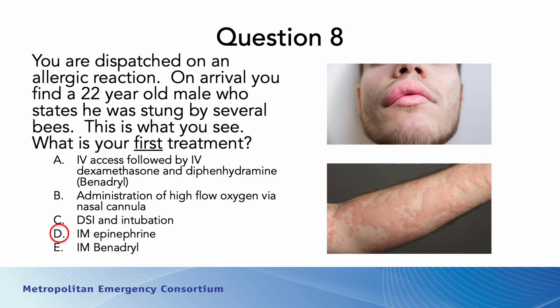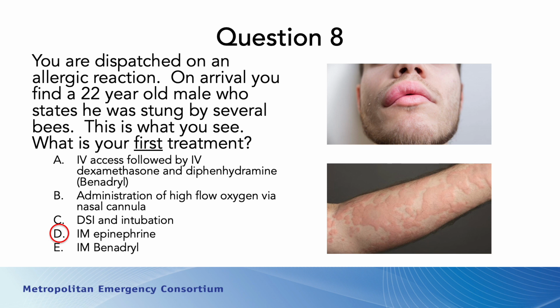All right, question 8. You're dispatched on an allergic reaction. You find a 22-year-old male who's stung by several bees. This is what you see. What is your first treatment? So if you look at this patient, his lips are swollen. So from my perspective, he has angioedema.